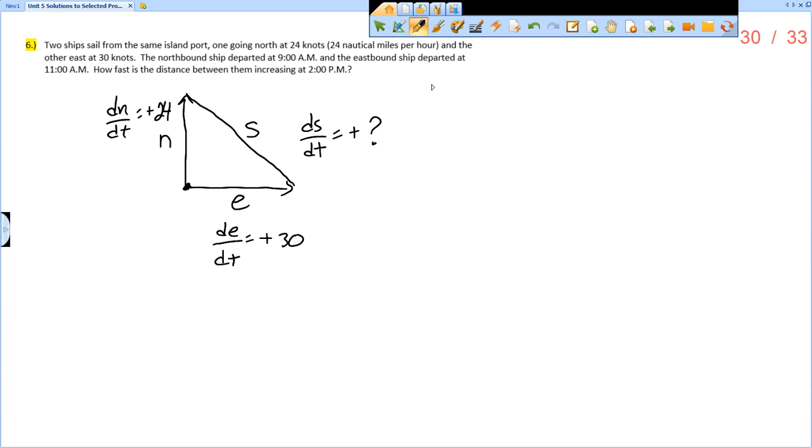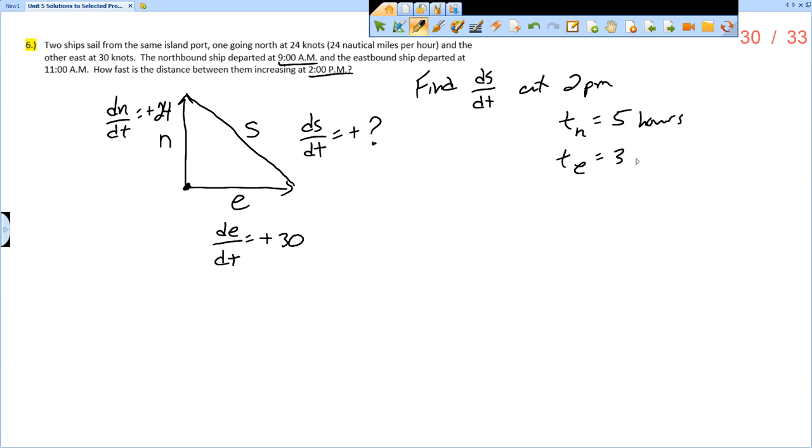So now we want to talk about our find statement. Find what when what? Well, find dS/dt, how fast they are separating at 2 p.m. So at 2 p.m. — this is something we need to think about. At 2 p.m. means what? Well, you were told that the northbound ship departed at 9 a.m. So that means the time of the northbound ship traveling, 9 a.m. to 2 p.m., is 5 hours. And the time that the eastbound ship has been traveling, well, it left at 11, so that means it was traveling for 3 hours. So that's really what you need to take from at 2 p.m.